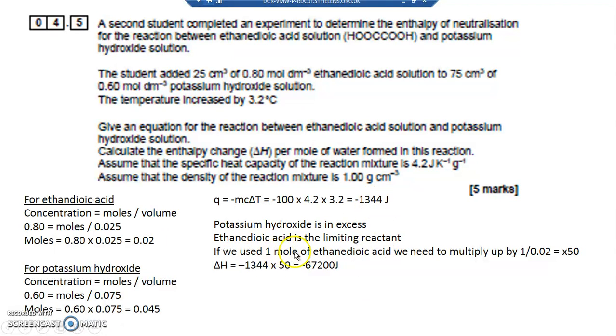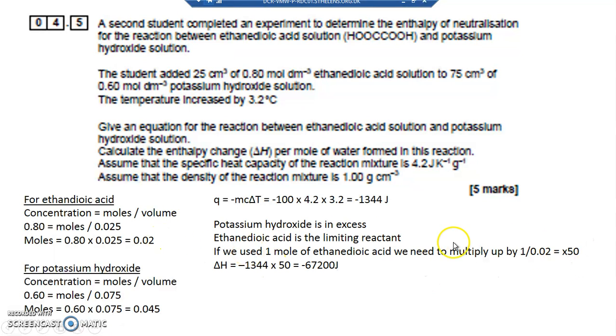So we've got to work it out now. I've got minus 1344 joules of energy released, exothermic minus, when I've used 0.02 moles of ethane dioic acid. The question is, calculate the enthalpy change per mole of water. Well, first of all, I'm going to do it per mole of ethane dioic acid. How much would 1 mole of ethane dioic acid give out? So what I've got to do is work out what I multiply by. So I do 1 divided by 0.02, which means I've got to multiply by 50.